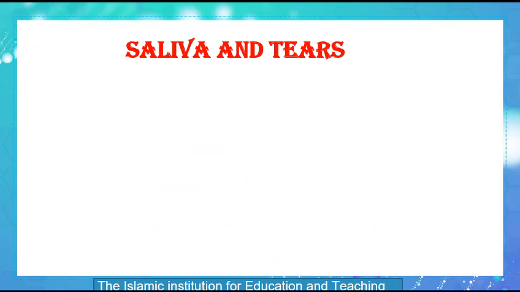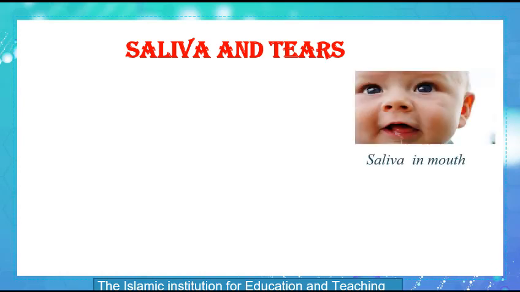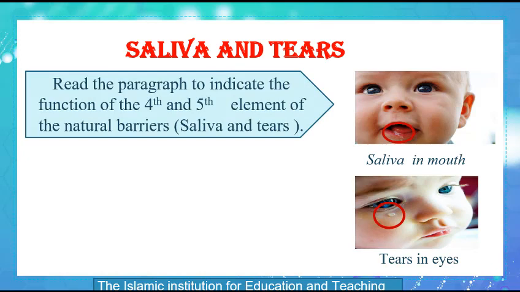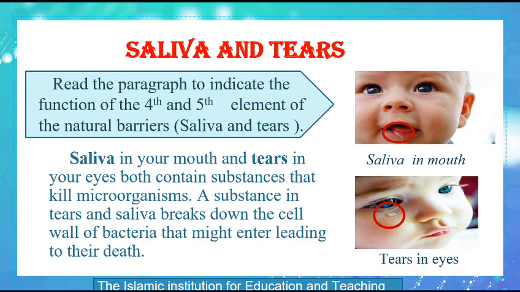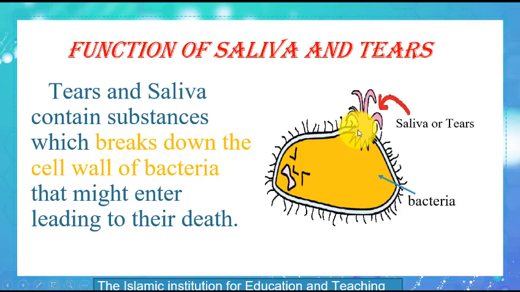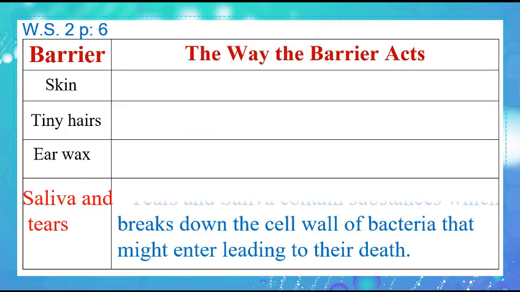The last elements we're going to talk about in this video are saliva and tears. Saliva in the mouth and tears in our eyes. Please stop the video, read the paragraph, and indicate the function of saliva and tears. So, what's the function of saliva and tears? Saliva and tears contain substances which break down the cell wall of the bacteria that might enter, leading to their death. So please open your worksheets and fill in the table.